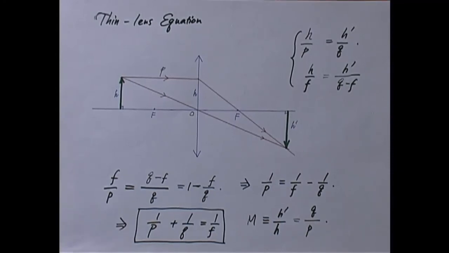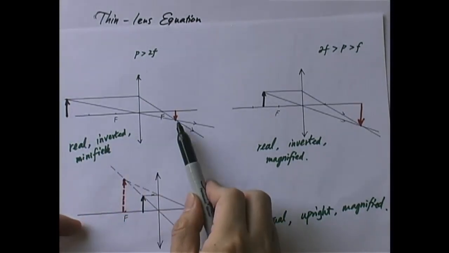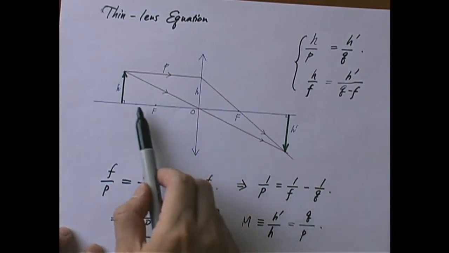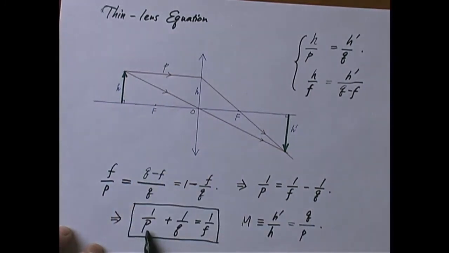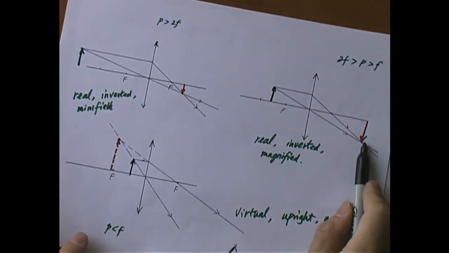And you can see from the ray diagram that we just drew: p greater than 2f, q is less than 2f, the image is smaller. On the other hand, if p is less than 2f, then q is greater than 2f, so the magnification q over p will be greater than 1, and that's what you have here.